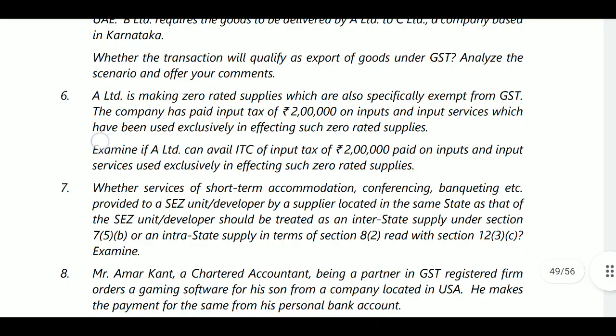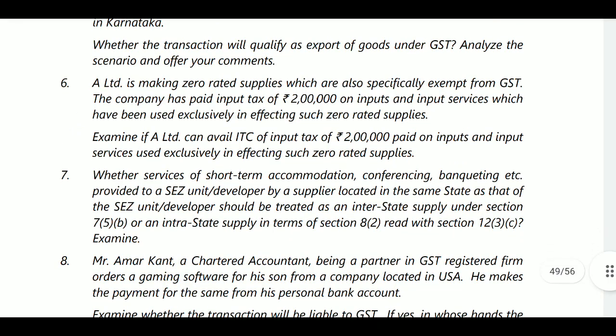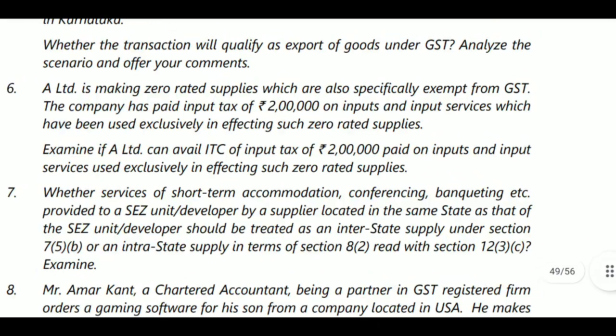Next, question number 6. What is there in question number 6? A Limited is making zero rated supplies which are also specifically exempted from GST. So, zero rated supply and exempted from GST. The company has paid ITC of 2 lakhs on inputs and input services which have been used exclusively in effecting zero rated supplies. So it is taking the ITC of 2 lakhs, which is used exclusively for zero rated supplies.